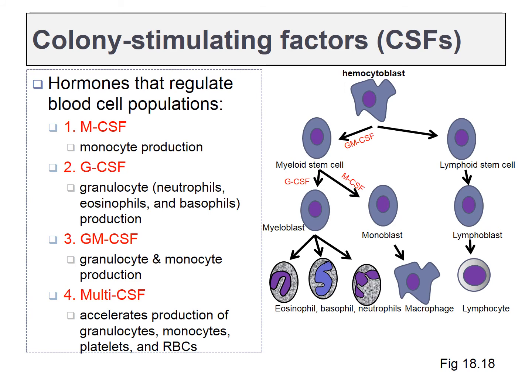This hemocytoblast decides which pathway it's going to go down based off of which hormones it receives. And these hormones are collectively called colony-stimulating factors. There's a whole bunch of different colony-stimulating factors, one for each of these arrows. I am not going to test you on the different colony-stimulating factors, but all of these different ones will drive the production of different types of white blood cells. For instance, MCSF will drive the production of monocytes, whereas GCSF drives the production of one of these granulocytes, not one of these agranulocytes.